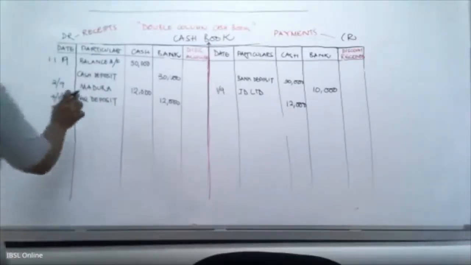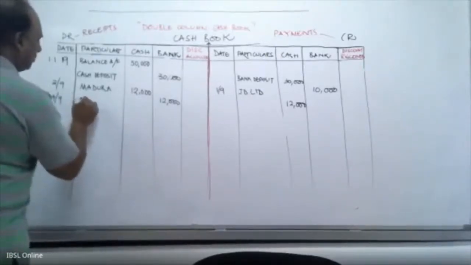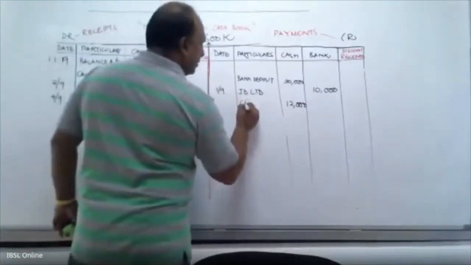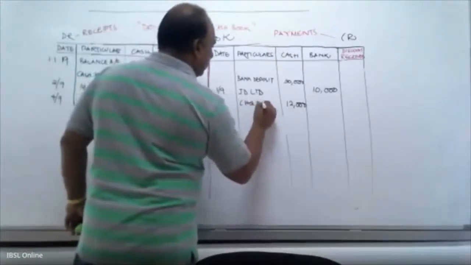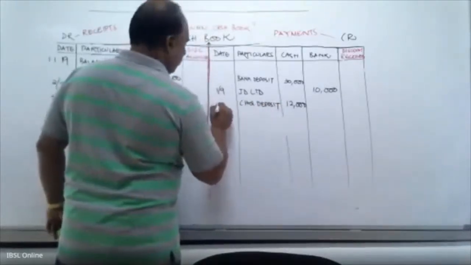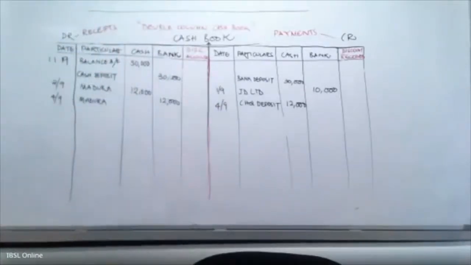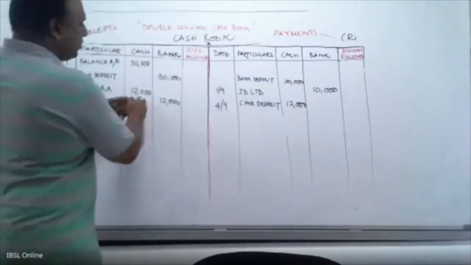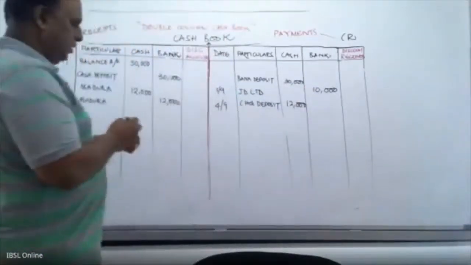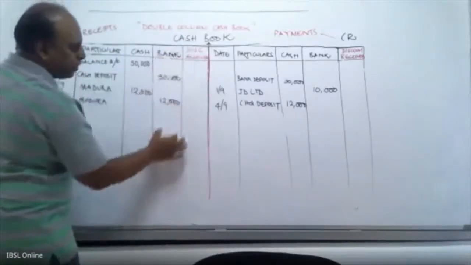Or you can call it the same, Madura. And here you call it check deposit. That is on the 4th of September. So now what happens? The cash debit that you put and the cash credit gets wiped off. And the check that you received is now in the bank.